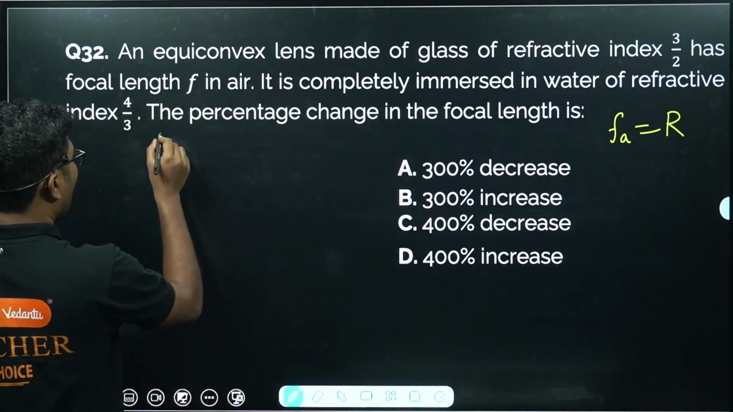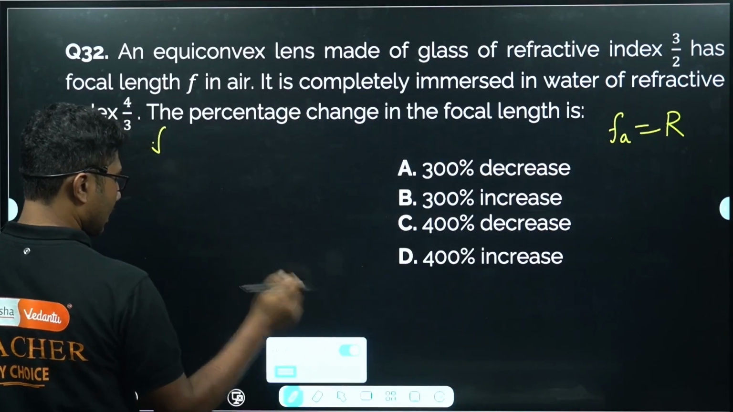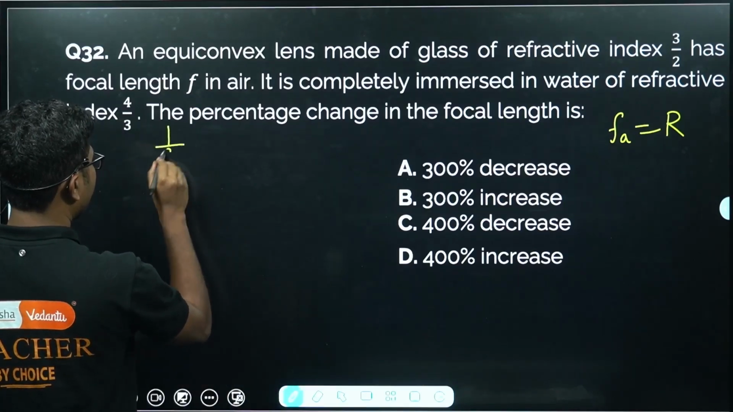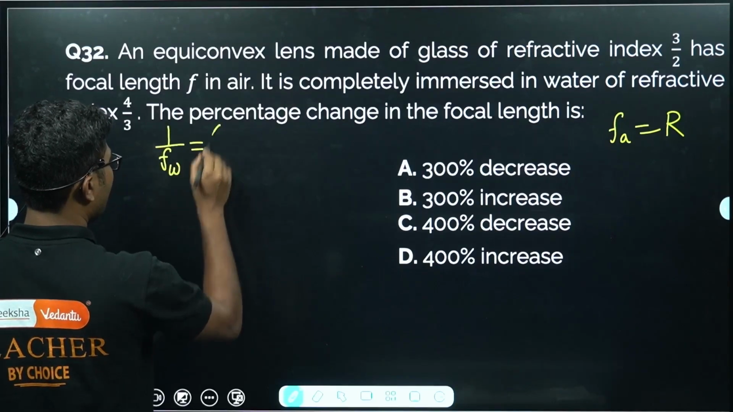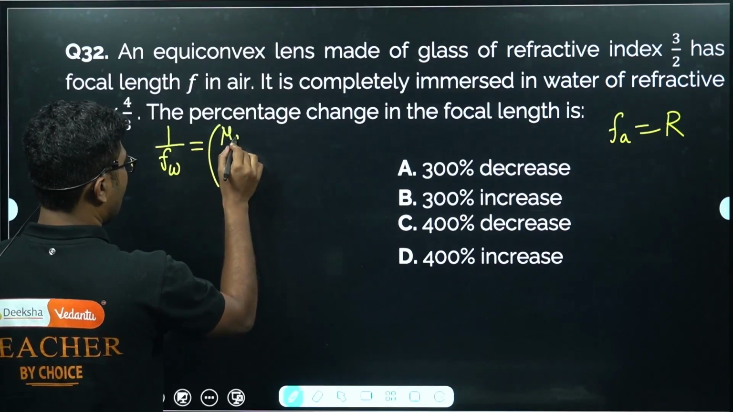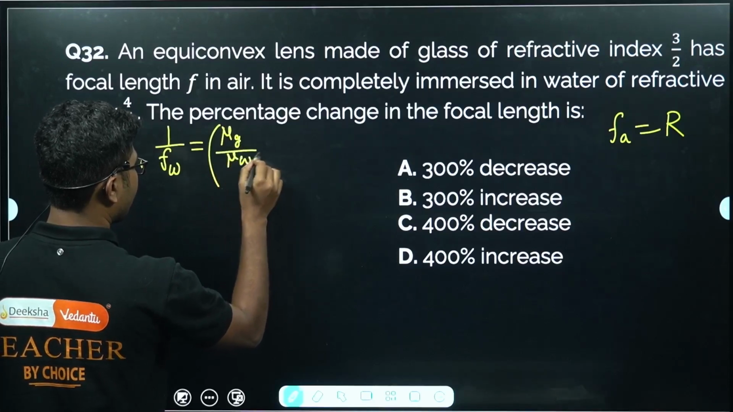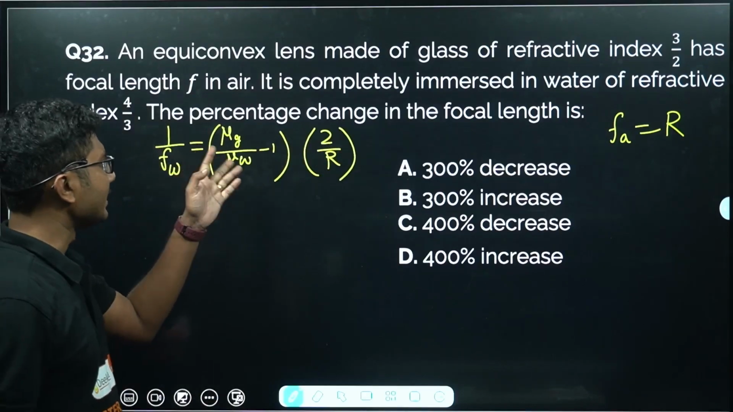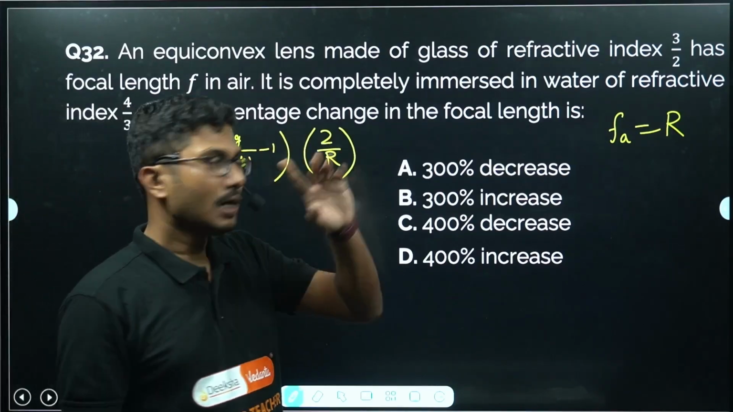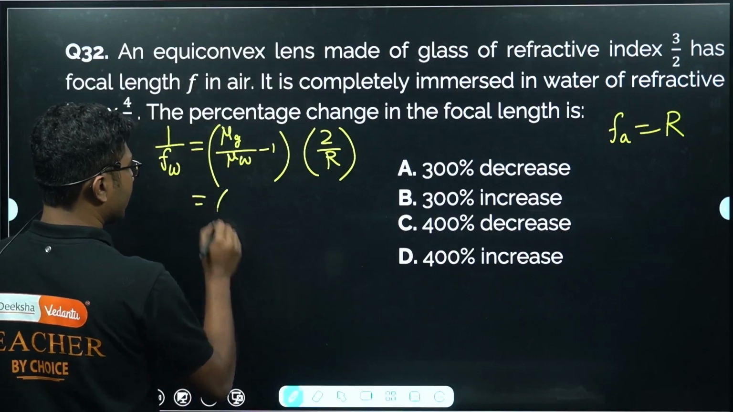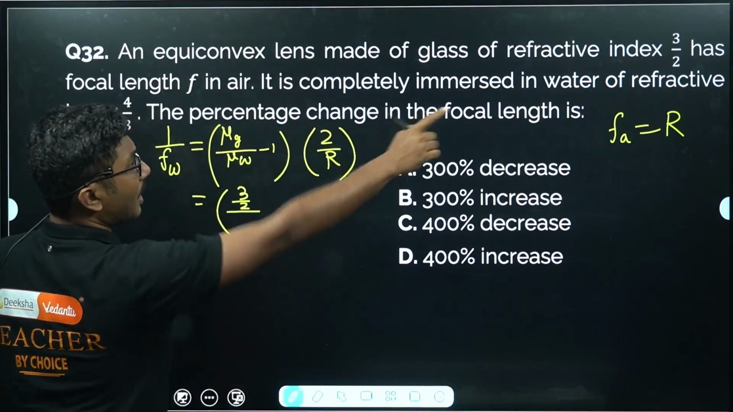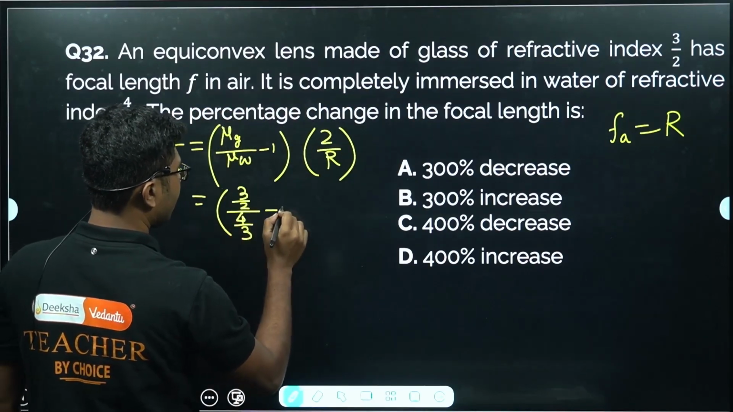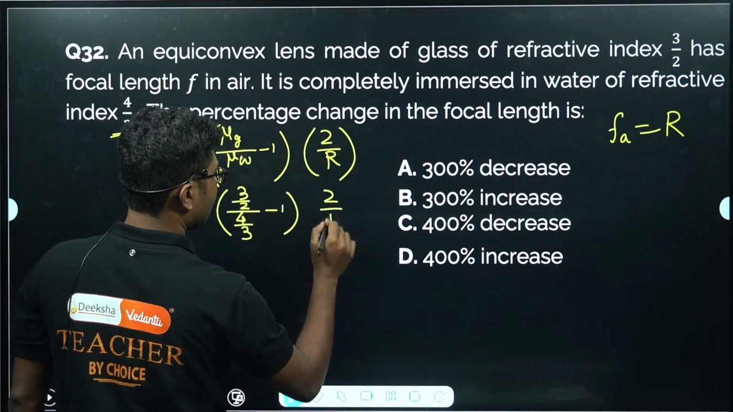Now when it is in the water, say focal length is f w, okay? Then from lens maker equation we can write 1 by f w equals mu glass divided by mu water minus 1 times 2 by r, okay? Same formula, only thing is here previously it was air, so mu was 1. For water you have to use the mu of water, so it will be 3 by 2 divided by 4 by 3, minus 1, times 2 by r. Okay.